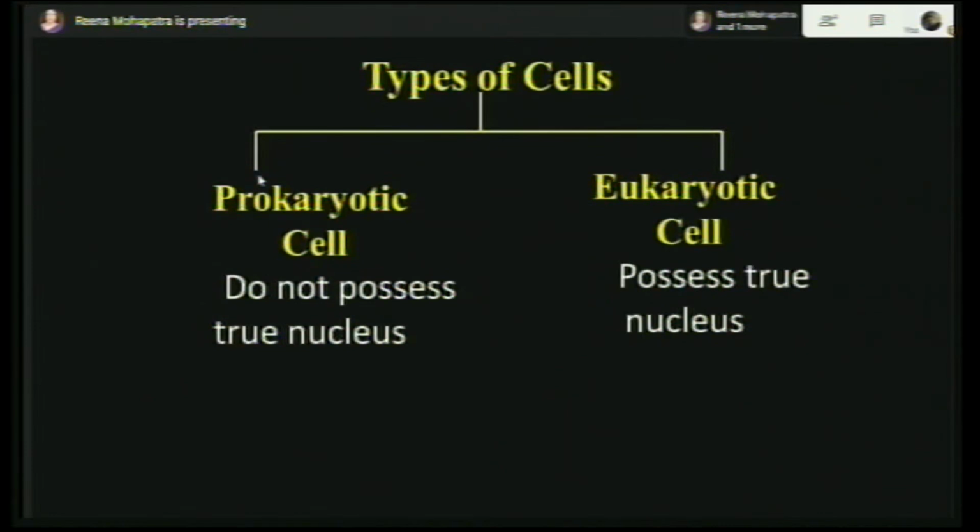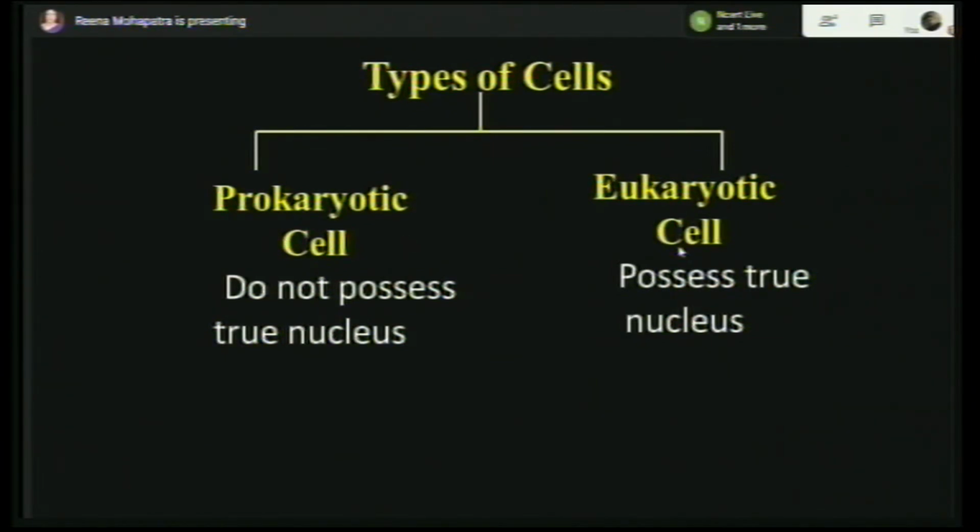We find that depending on the presence or absence of nucleus, cells can be divided into two types, prokaryotic cell and eukaryotic cell. In these two terms, you have got one thing in common. Did you see it? It is karyon. The term karyo has come from karyon. Karyon itself means nucleus. Pro means primitive. Eu means advanced. So prokaryotic cells are those cells which possess no proper nucleus. True nucleus is absent in them.